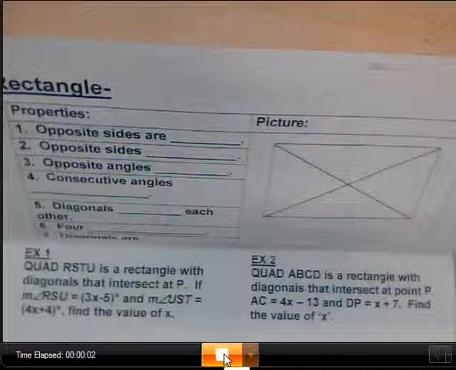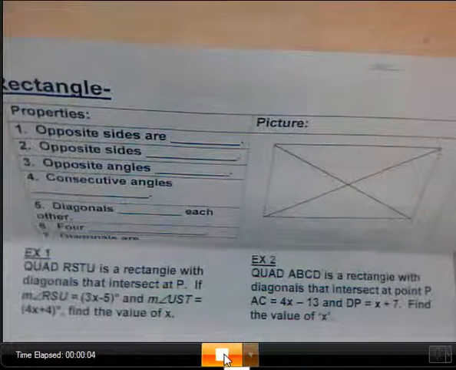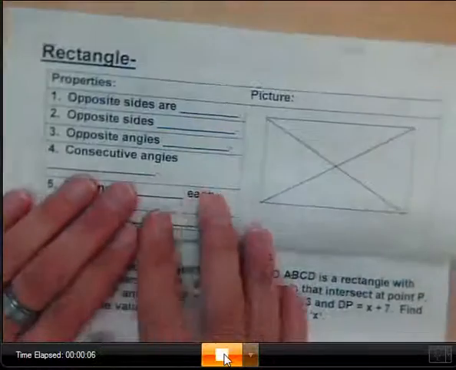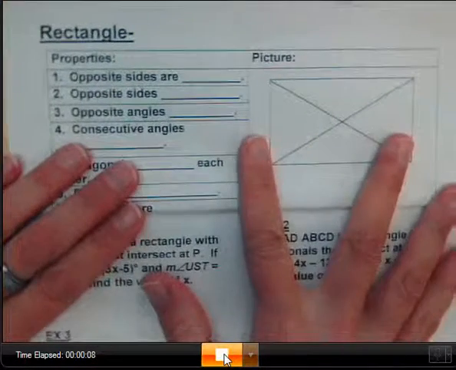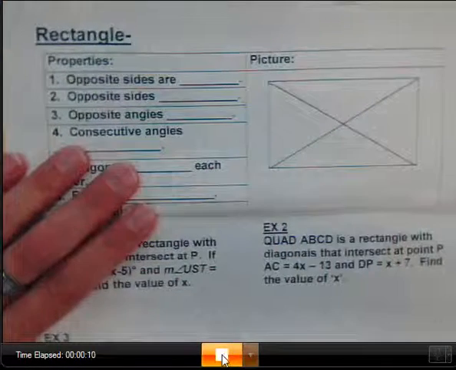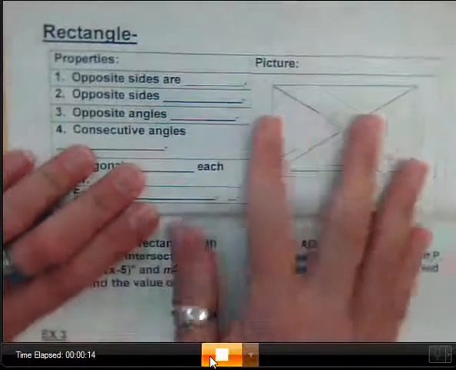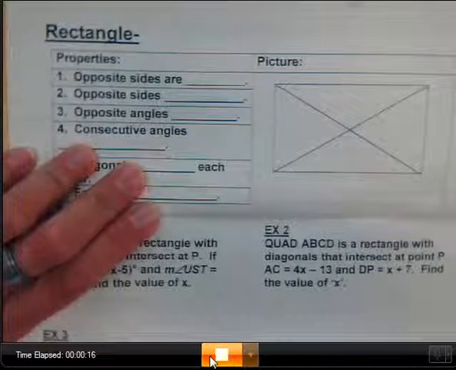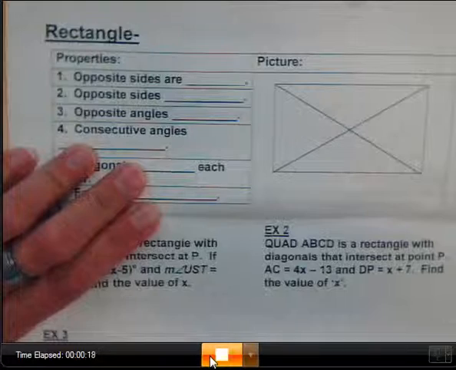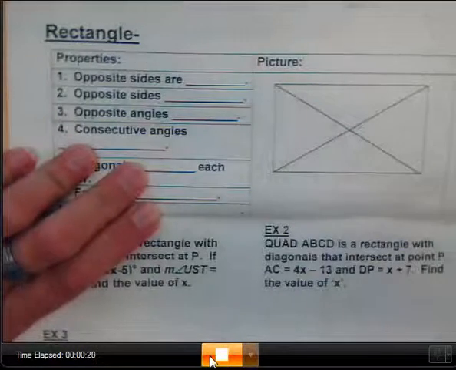Okay, we are going to finish up rectangles in your foldable. So go ahead and take that out. You can pause it when you need to pause it. But we are going to add some color and get our definitions in there so that we are finished up with this one. So we have the definition of a rectangle.